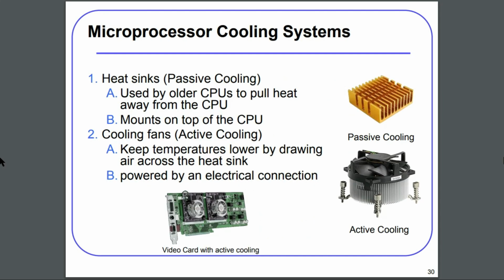Microprocessor cooling systems. As you can see on the screen, the first one is passive cooling, the second one is active cooling, and the third one is a video card with active cooling. Heat sinks, passive cooling, are used by older CPUs to pull heat away from the CPU and mount on top of the CPU. Cooling fans, active cooling, keep temperature lower by drawing air across the heat sink, powered by an electrical connection. So let's move to the next slide.